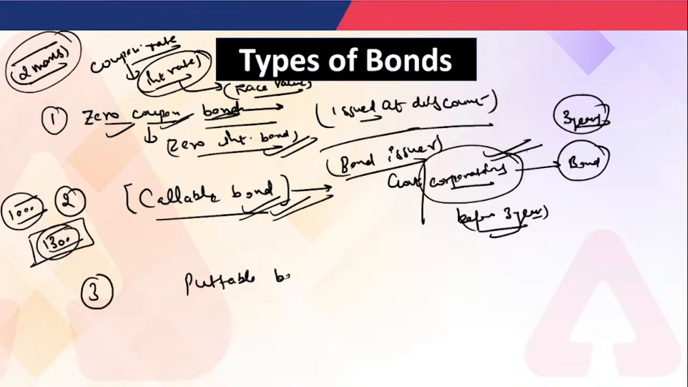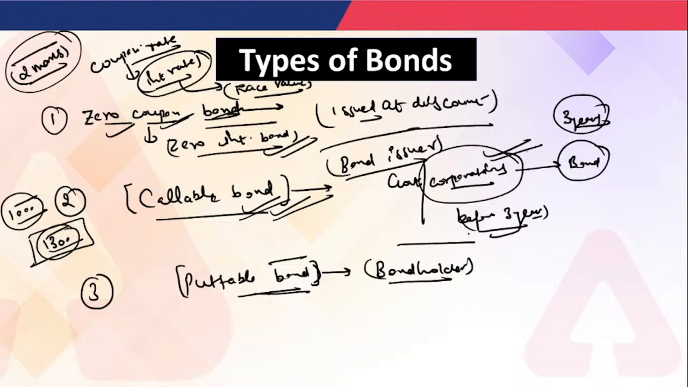So just opposite of that, the puttable bond actually allows the bondholder to put or sell the bond back to the company before it has matured. So in the puttable case, the bondholder can just sell back to the company before it has matured. So this is valuable for the investor.